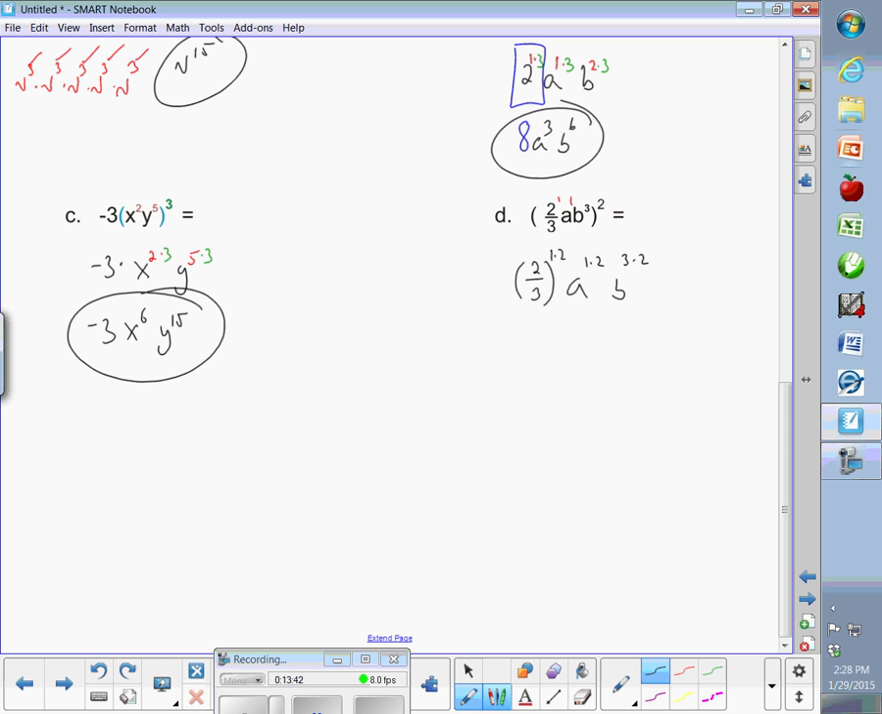What's a 2/3 squared? Well, you can think of it 2 different ways. Most like to do 2 squared over 3 squared.